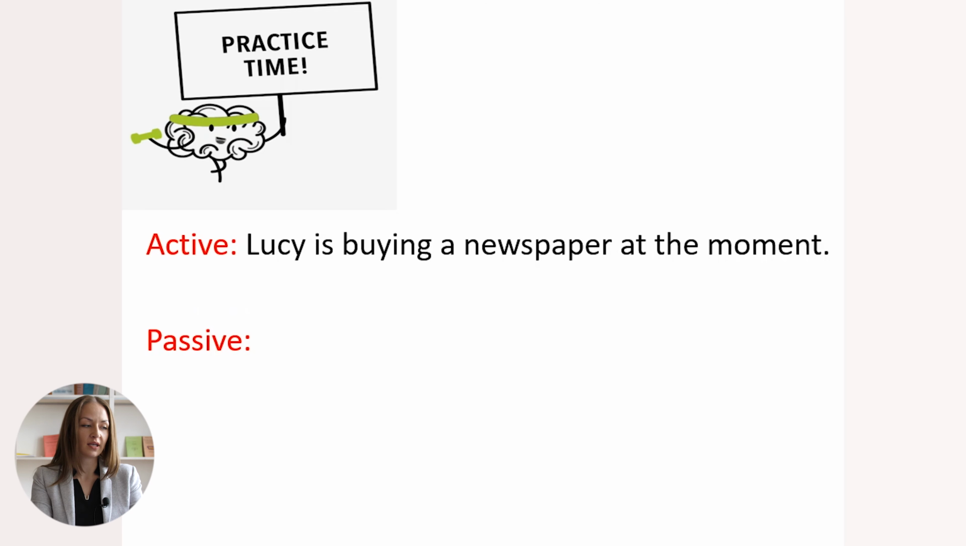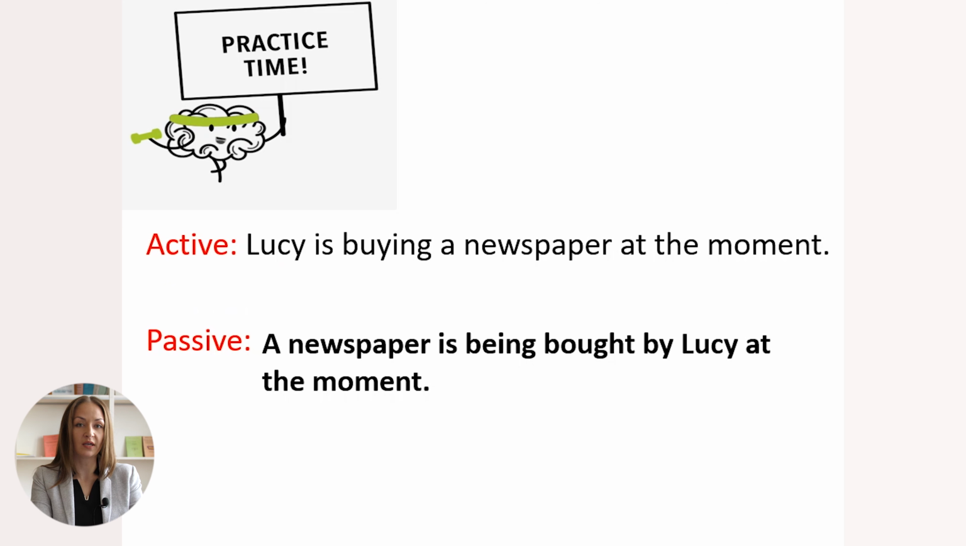Lucy is buying a newspaper at the moment. You're perfectly right. The sentence is in present continuous or present progressive. But how do we transform it into its passive voice construction? Please pause and rewrite the passive construction of the following sentence. Are you done? Let's see. A newspaper is being bought by Lucy at the moment. If you have written the sentence this way, then you already know the usage of the passive voice construction.